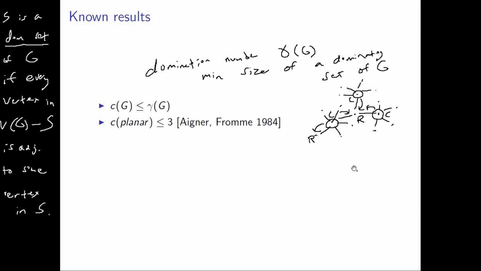Here's a very famous result about the cop versus robber game, and it's a really deep result. It shows that for any planar graph, the cop number has a small finite upper bound. Specifically, the cop number of any planar graph is at most 3. So given 3 cops on any planar graph, you can guarantee capture of the robber. And this result is very deep.